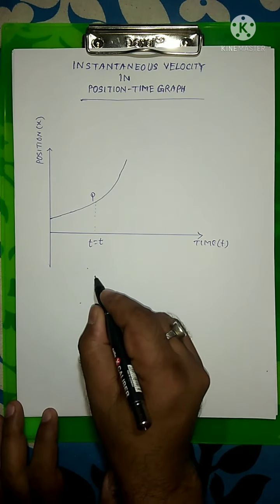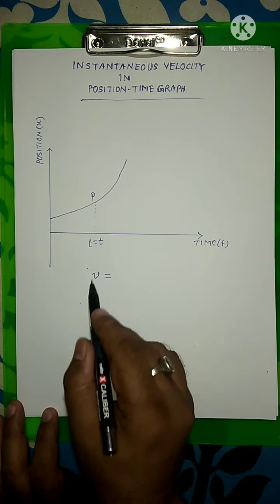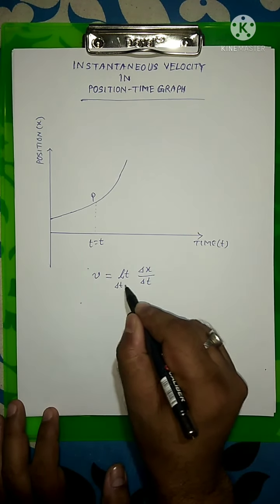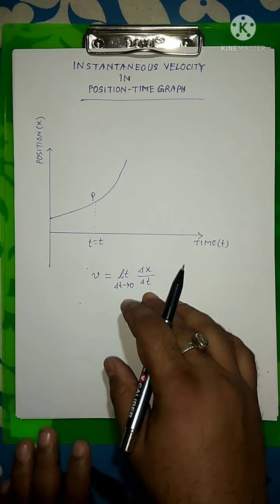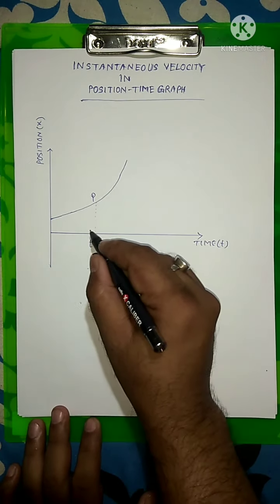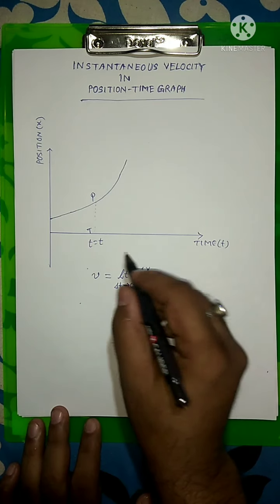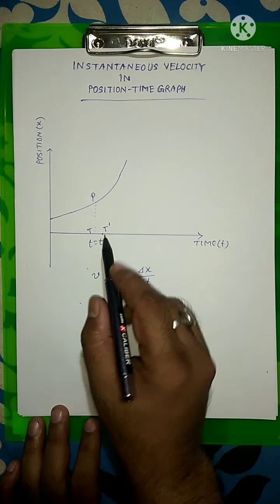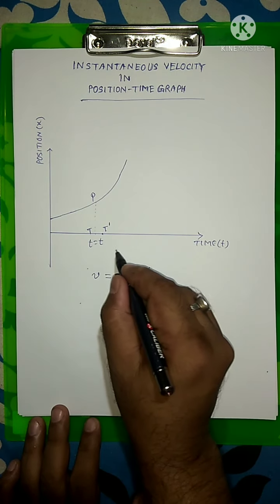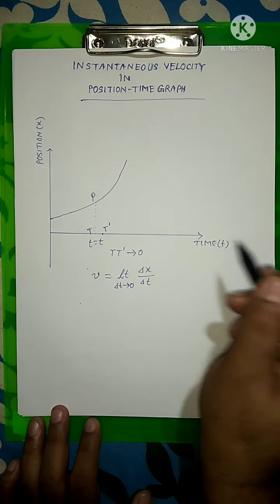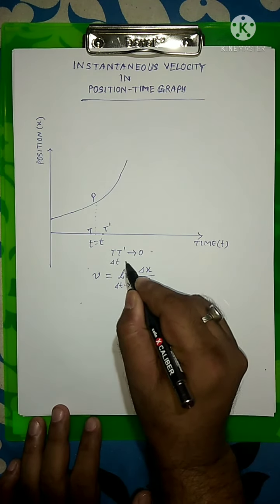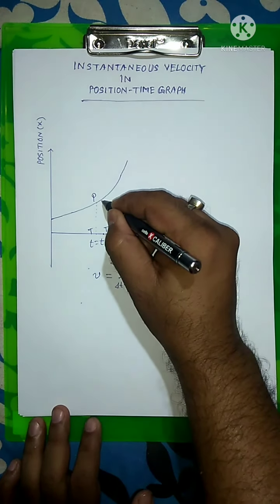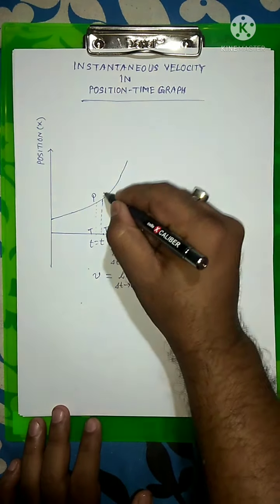Mathematically, we can write the instantaneous velocity v is equal to the limit of delta x upon delta t when delta t tends to 0. Let the corresponding point on the time axis be capital T. Now let's take another point, t dashed, so close to t that delta t tends to 0. Let the point on the curve corresponding to t dashed be P dashed.